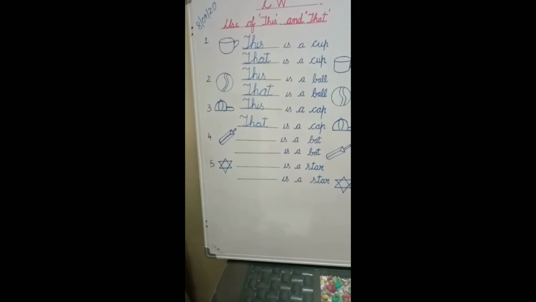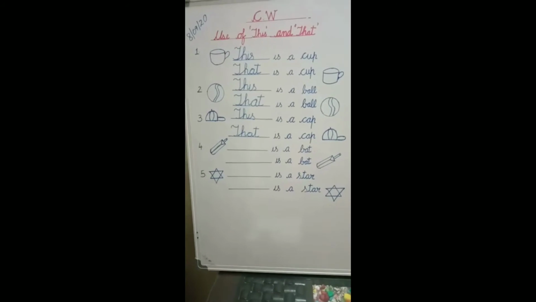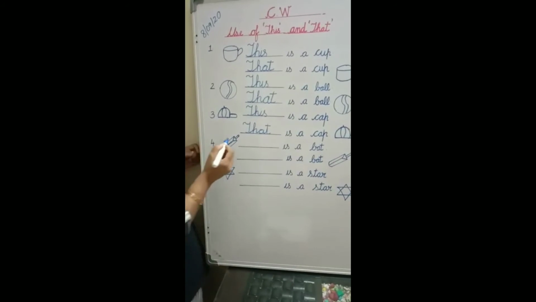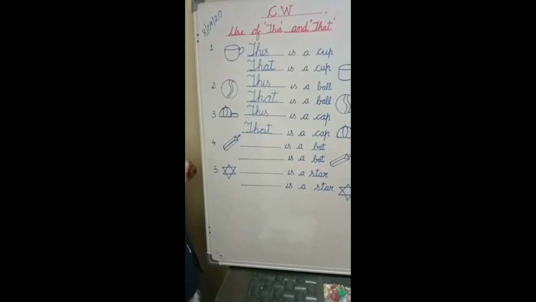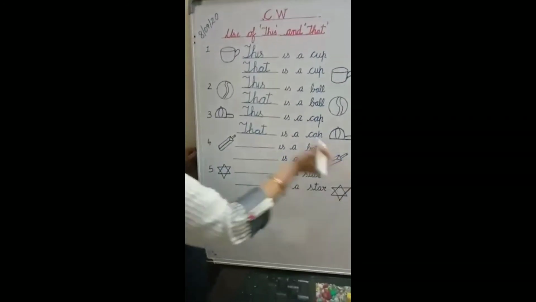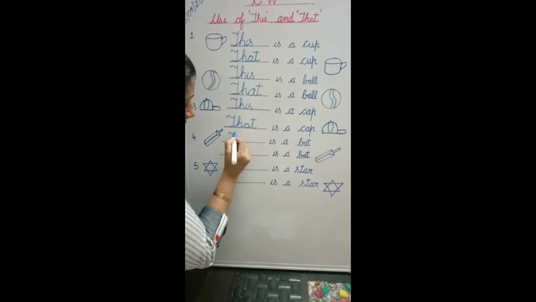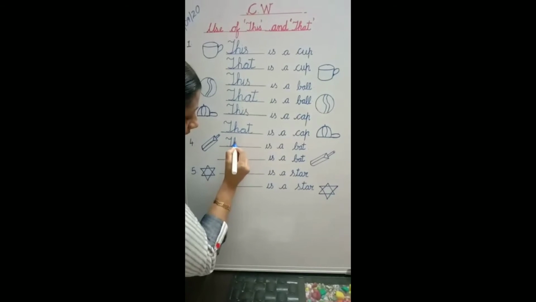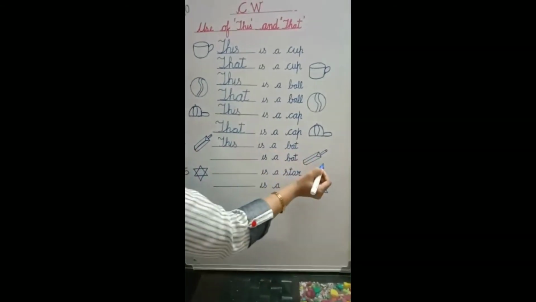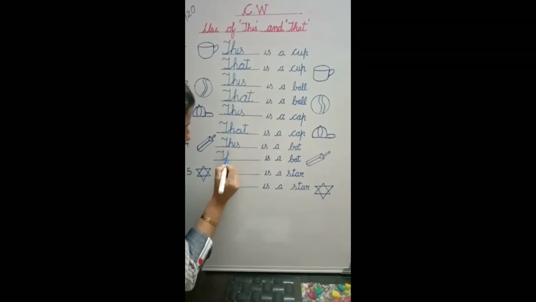Okay. Now look here. What is here? This is a bat. Everyone knows the spelling of bat also. It's very easy, isn't it? What is the spelling of a bat? B-A-T, bat. Very good. So this bat is very near to ma'am. This bat is very close to ma'am. Okay? And this bat is very far away from ma'am. So when the bat is very close to us, what do we have to write here? This. And here again the bat is very far away from ma'am. So what are we going to write here? That.